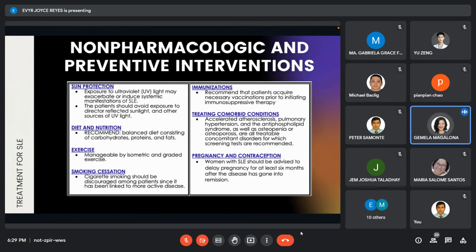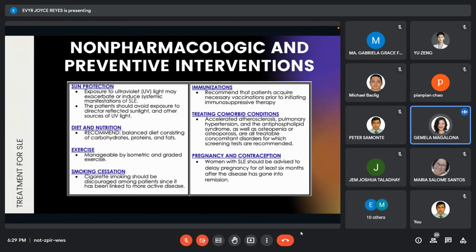For the exercise, inactivity caused by acute sickness results in a rapid loss of mass, bone demineralization, and stamina loss, leading to weariness. This is usually manageable by isometric and graded exercise. For smoking cessation, cigarette smoking should be discouraged among patients since it has been linked to more active disease. In addition, there is evidence that smoking reduces the efficacy of one of the SLE drugs.